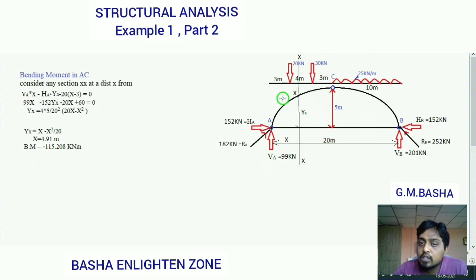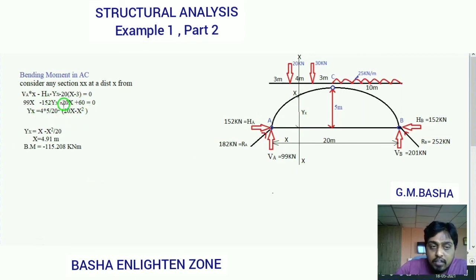Similarly, you have to resolve entire forces up to here. So VA into this x, that is 99 into x, which is acting clockwise, minus 20 into this distance, which will be x minus 3. The remaining part from here to here will be x, and this remaining part will be 3. Again, HA into yx, take this yx value as 4r by l square into x into l minus x.